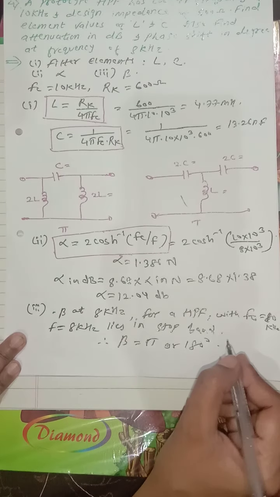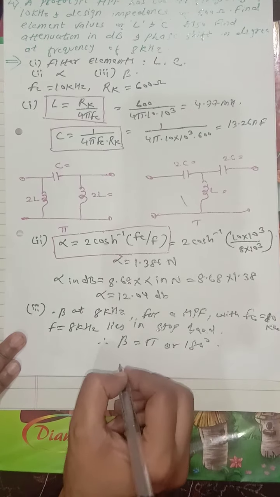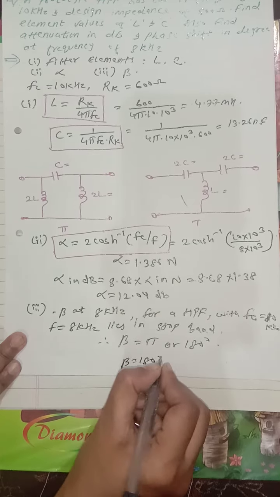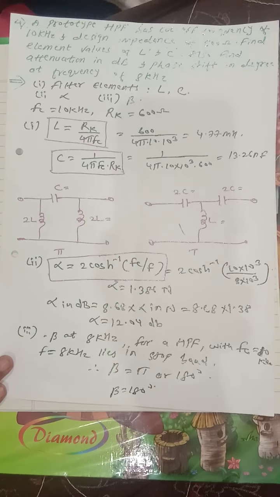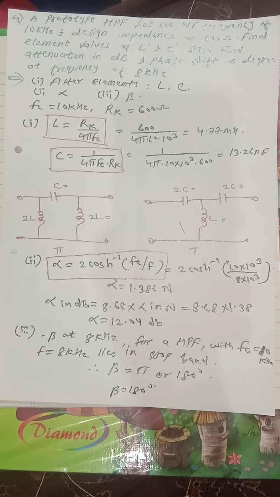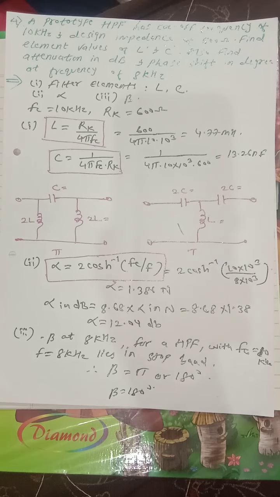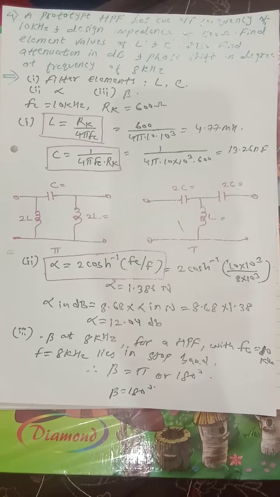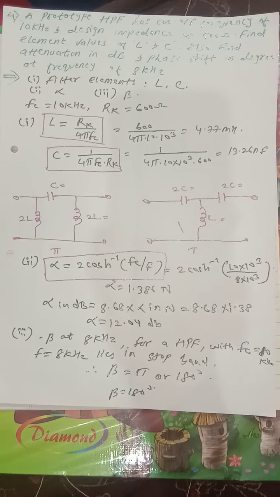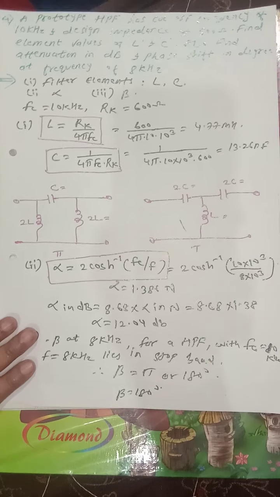In terms of degrees, beta is equal to 180 degrees in short. So in this way we have simplified three parameters. One is the filter elements L and C. Second is the attenuation constant in the high pass filter, and third the phase constant in the high pass filter. Like this you can simplify the numerical.